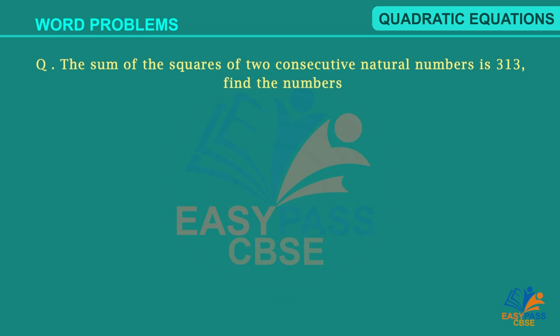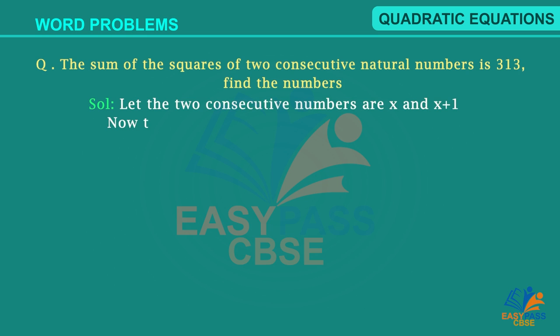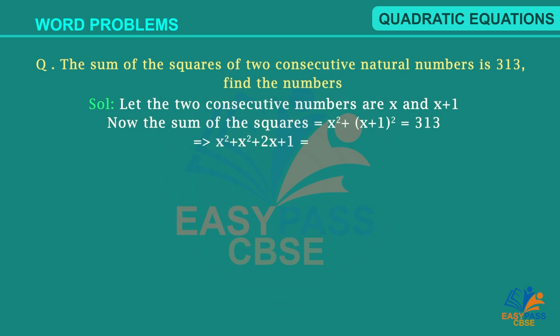1. The sum of the squares of two consecutive natural numbers is 313. Find the numbers. Solution. Let the two consecutive natural numbers be x and x plus 1. Now, the sum of the squares, that means x square plus (x plus 1) whole square, is equal to 313.